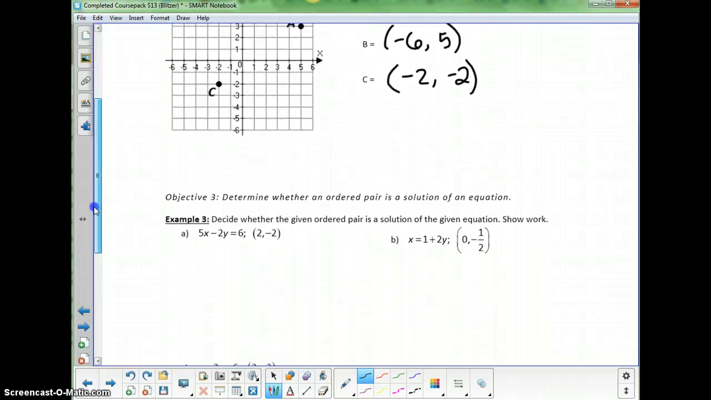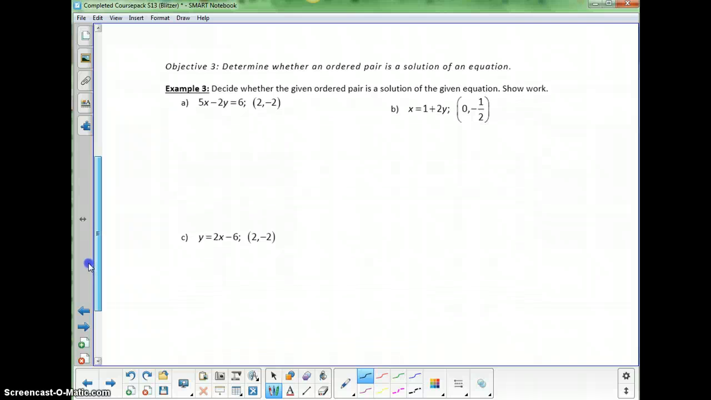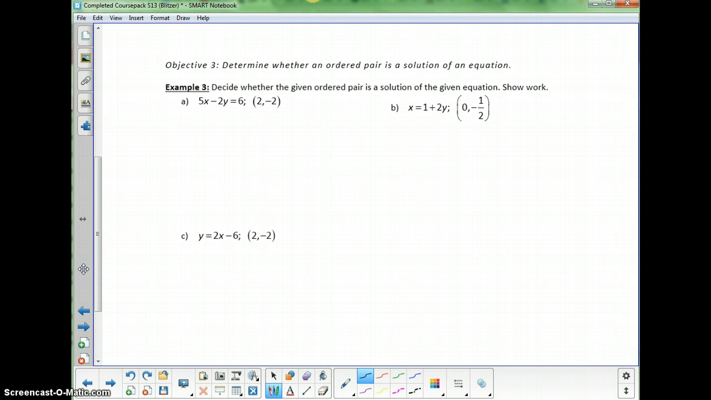In the next objective, we want to determine whether an ordered pair is a solution to an equation. This is very similar to determining whether a number is a solution to an equation. This ordered pair is telling us that the x value we're considering is 2, and the y value is -2. So I'm going to plug both of those values into this equation and decide if it's true or false. So if it is a solution or is not a solution. So the x value is 2. So we've got 5 times 2 minus 2 times the y value, which is -2. And we're going to find out what that's equal to. And we want to know, is it equal to 6?